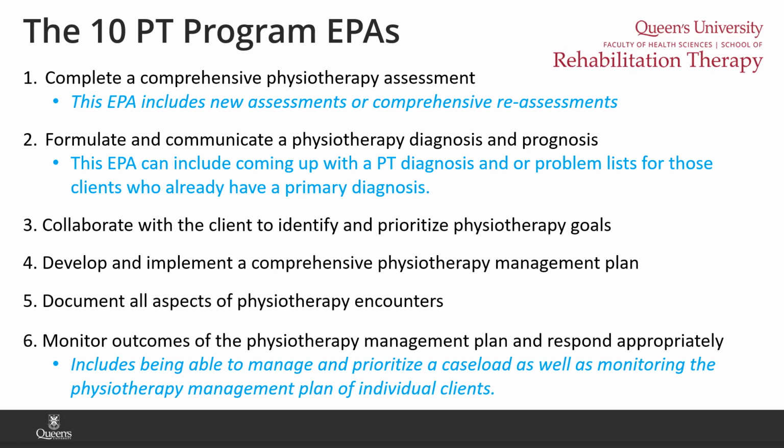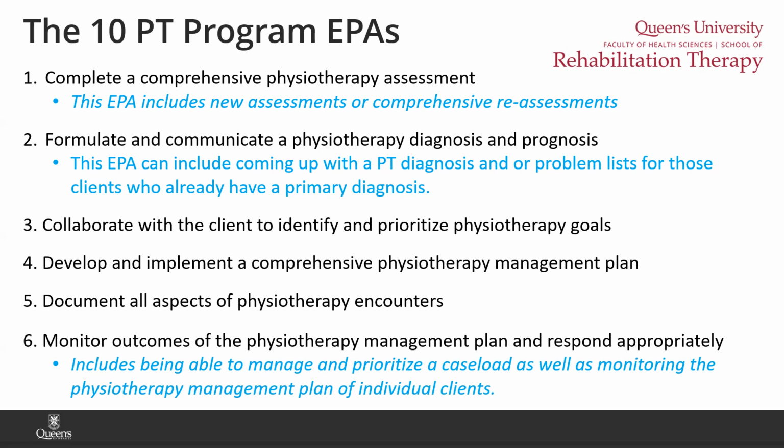And that, when we think about it, is really identification and prioritization of a problem list. And so if you are in one of those contexts where patients are coming in with a diagnosis and prognosis, if the student's working through developing a PT diagnosis with a problem list and prioritizing that problem list, that can be captured under this EPA number 2.